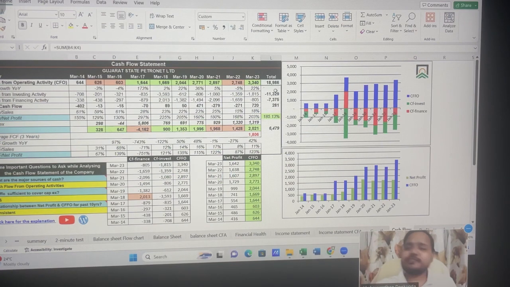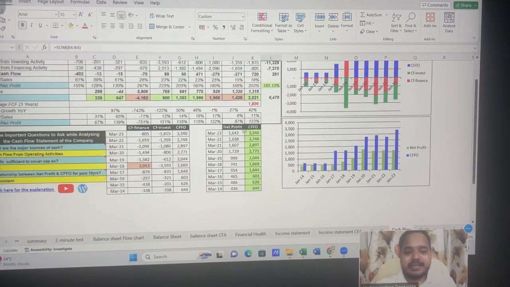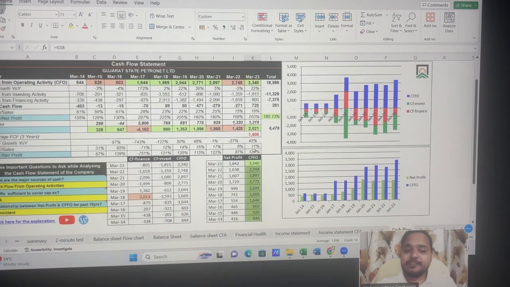If you look at the net profits for the last 10 years, this company generated 10,277 crores as net profits. But if you look at cash flows, it is 18,000 or 19,000 crores. So cash generated is much higher than the net profits, which is a good news.